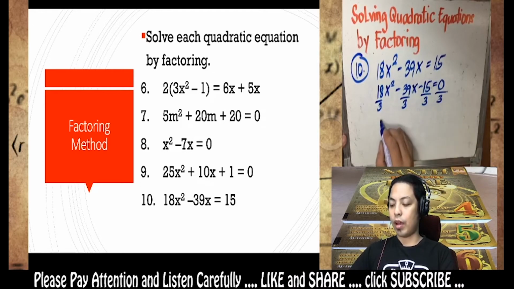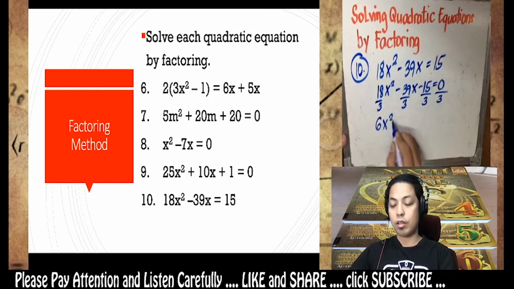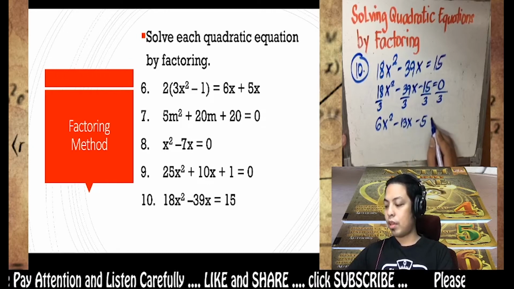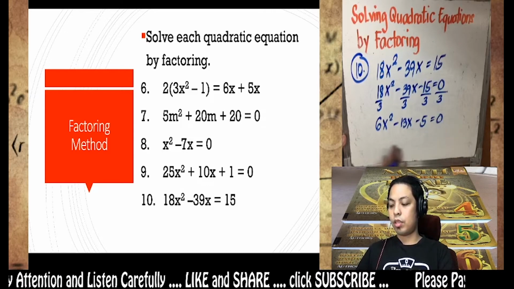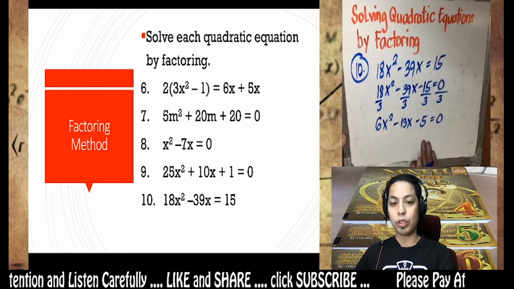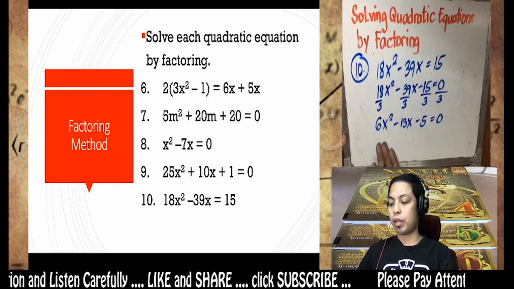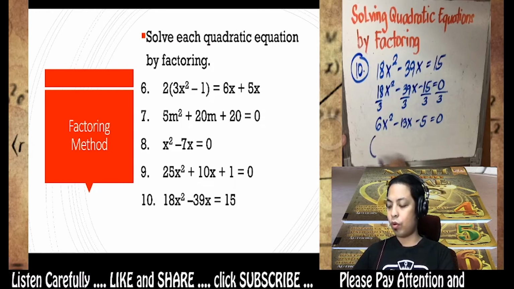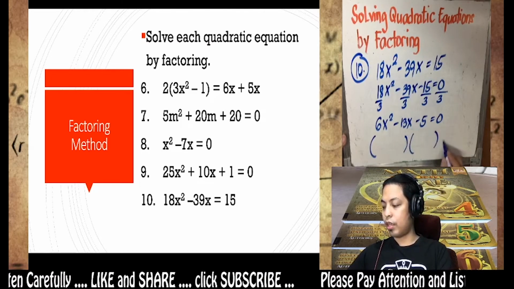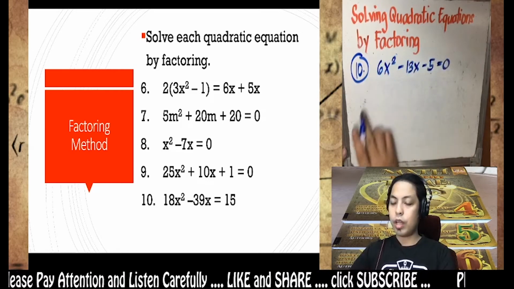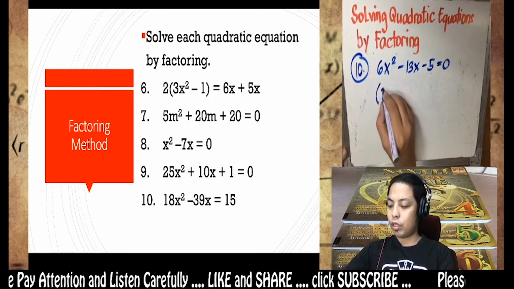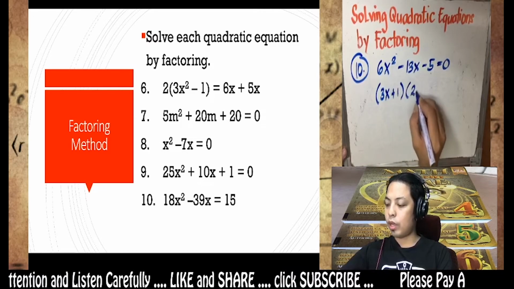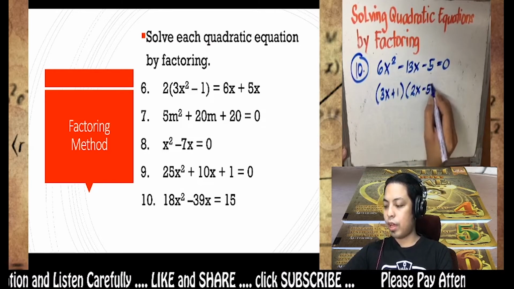Okay? So we have 6x squared minus 13x minus 5 equals 0. So this is now the simplest form of the equation, and it is now arranged in ax squared plus bx plus c is equal to 0. Then we have to look for the factors of this equation. Let's try some combination. 3x plus 1 and 2x minus 5.